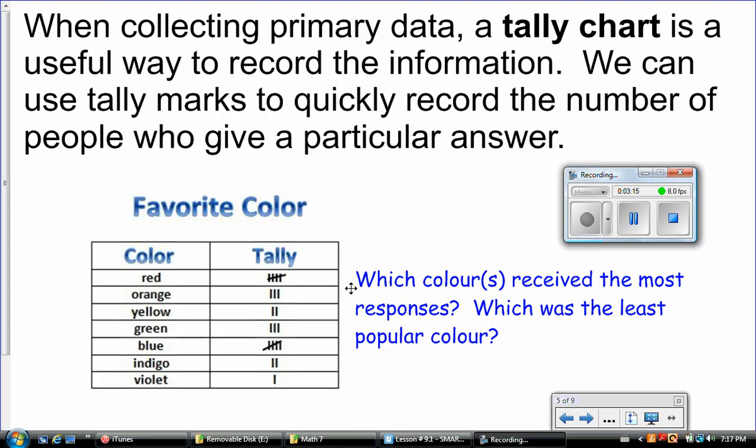So just think about this now. Looking at this chart, which colors received the most responses? And on the flip side, which was the least popular color? So take a look at the chart, find the color or colors which received the most tally marks, and also look for the color that received the least responses. You can pause the video here for a few moments, and then we'll talk about this in class tomorrow.